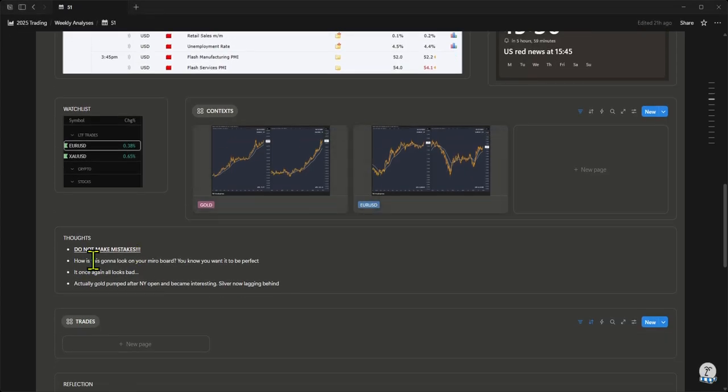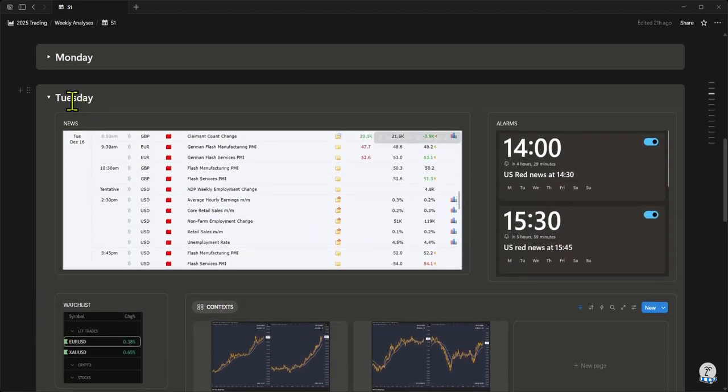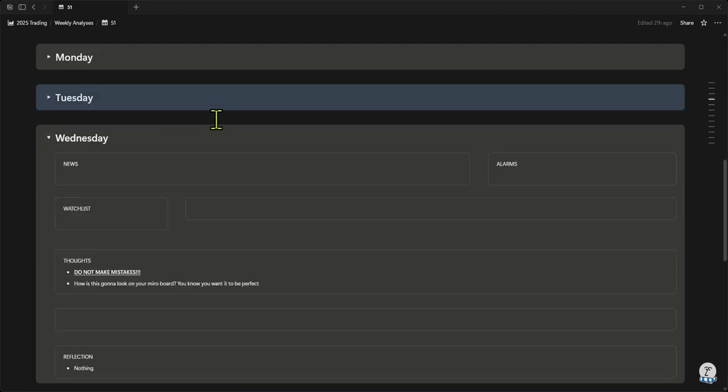Yeah, that makes a lot of sense. Never mind. It once again looks bad. Actually, gold pumped after New York Open and became interesting. Silver now lagging behind on the low time frames, but I didn't take any trades. All right, so that's Tuesday.